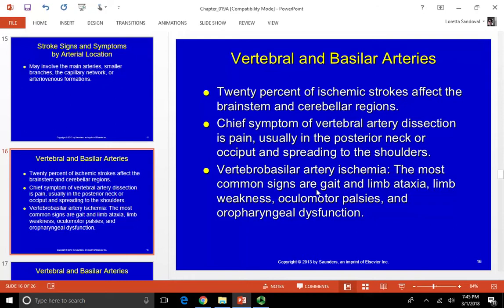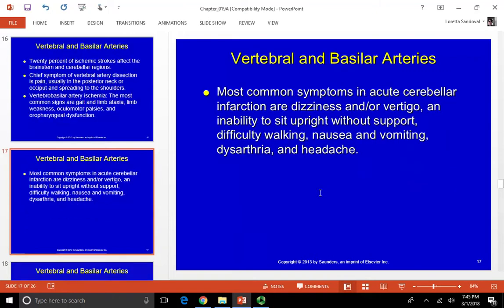The vertebrobasilar artery, when you have an ischemic stroke, the most common signs are gait and limb ataxia because it affects the cerebellum. Limb weakness and oculomotor palsies and oropharyngeal dysfunction, those are cranial nerve functions which are in the brainstem. So areas of the brainstem and cerebellum are affected by these vertebral basilar arteries, and the symptoms go along with that. Totally makes sense. It's crazy how much sense it makes.